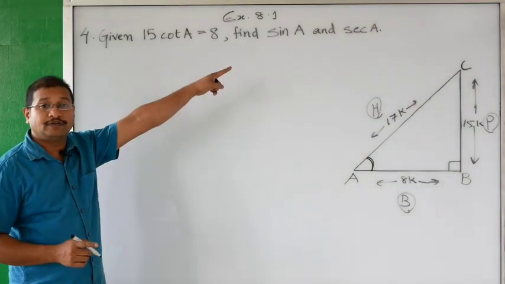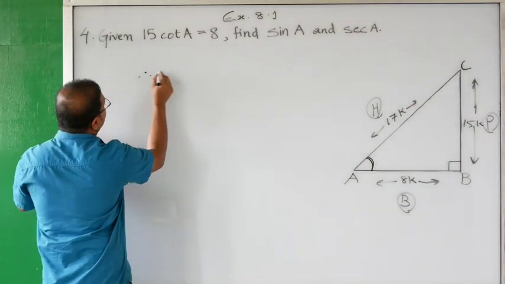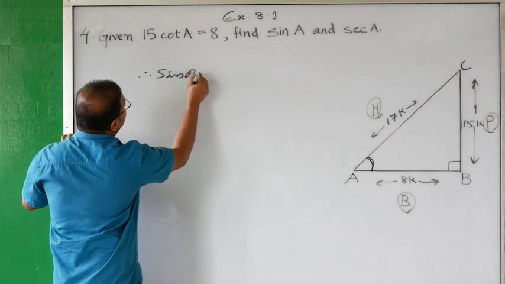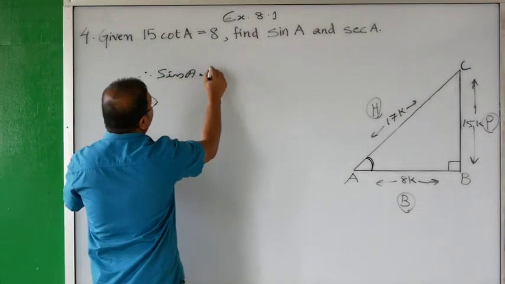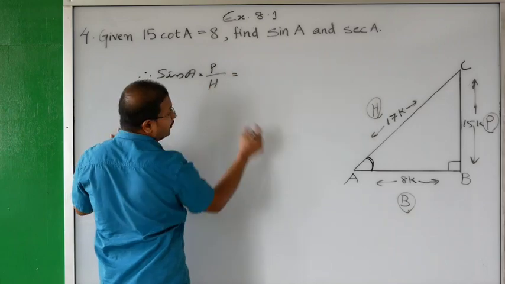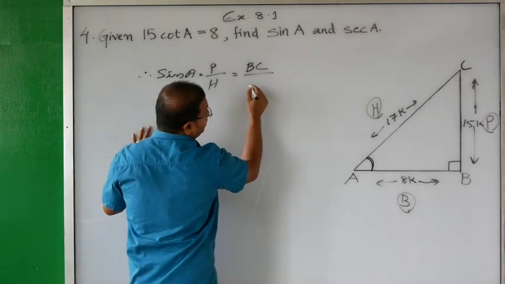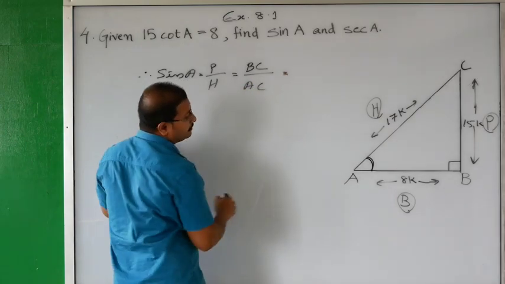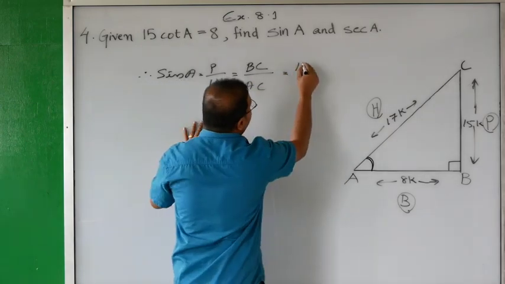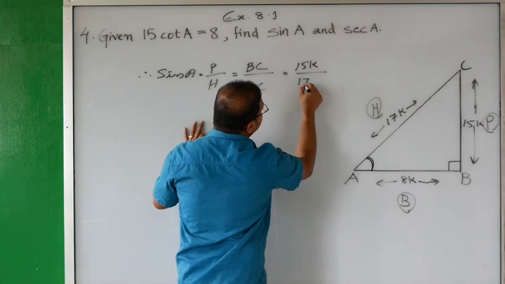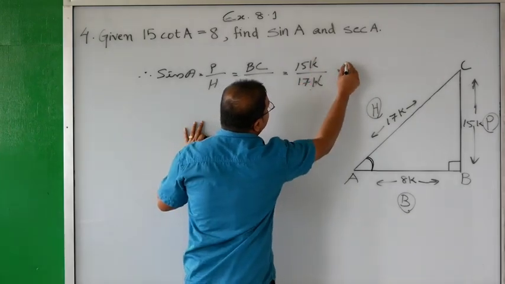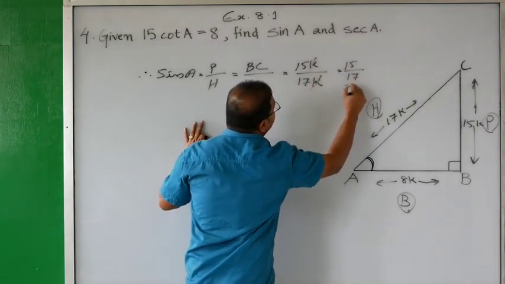So now we want to find out the value of sin A. Therefore, sin A equals, sin means what? Perpendicular by hypotenuse. Perpendicular means BC. BC by AC. BC is 15k divided by 17k. KK will cancel. 15 by 17.